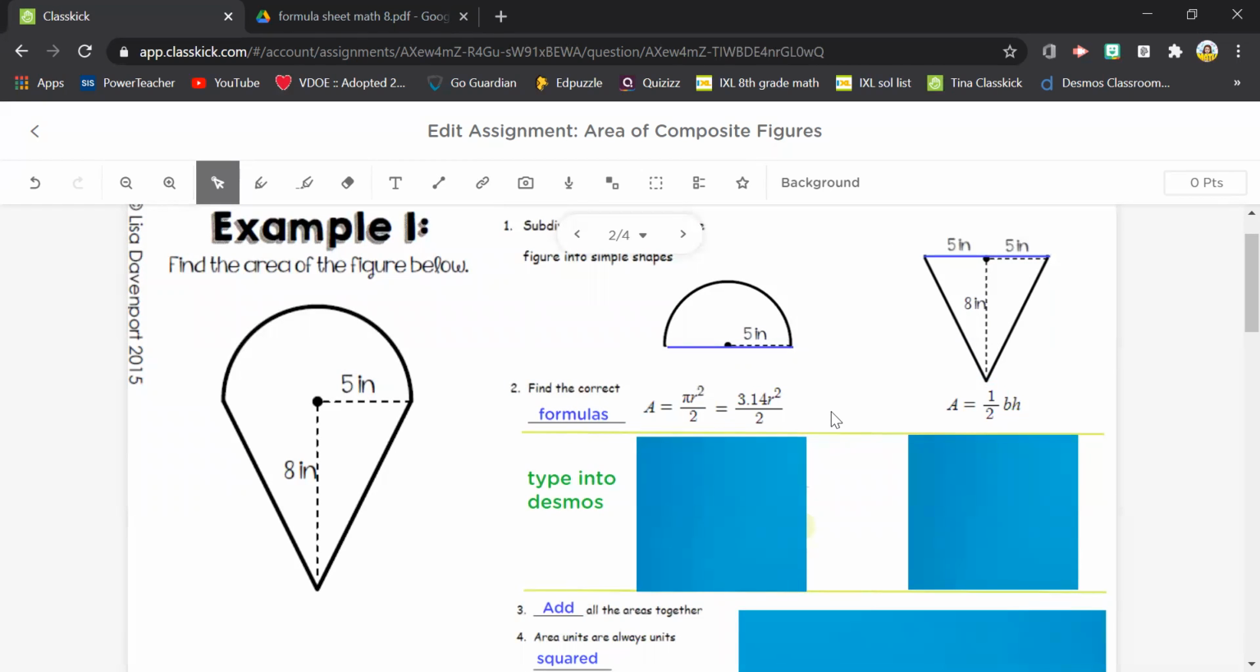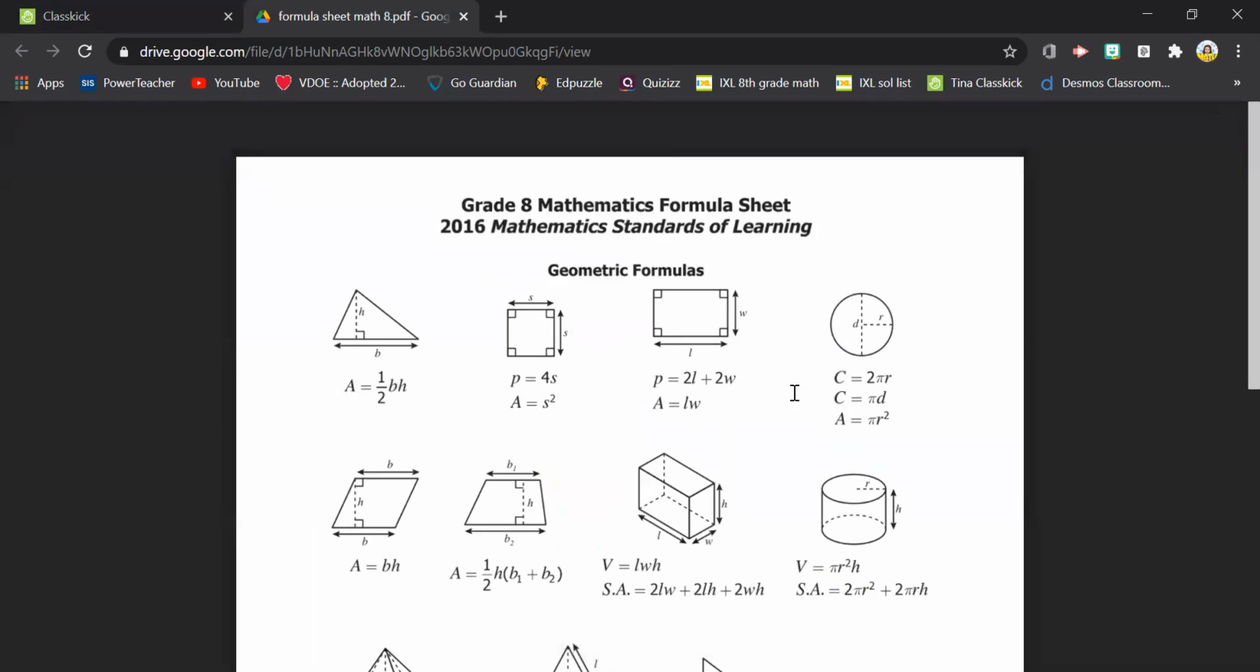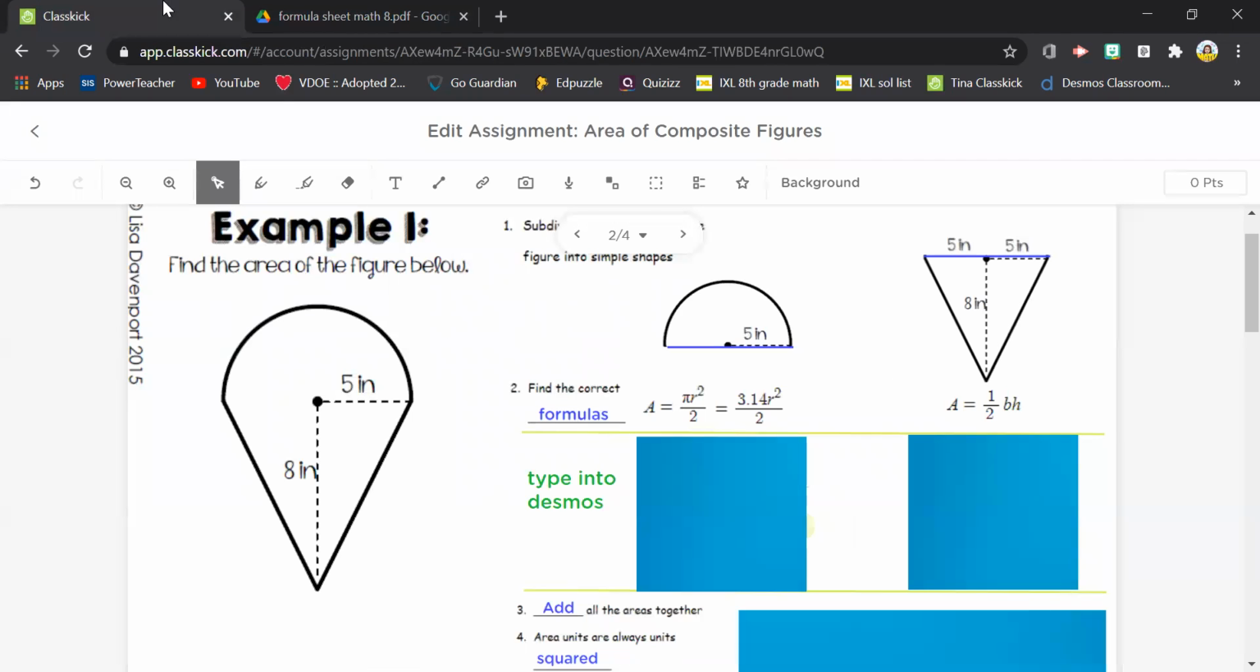For the semicircle, the area of a circle is pi r squared, and I know that from looking at my formula sheet, A equals pi r squared, but this is only half of a circle. So I actually had to divide that area by 2.